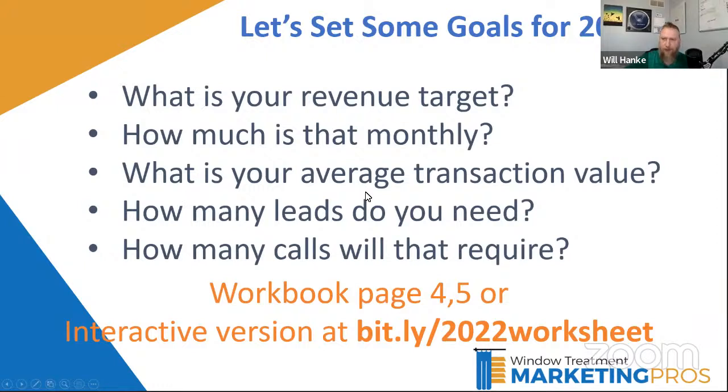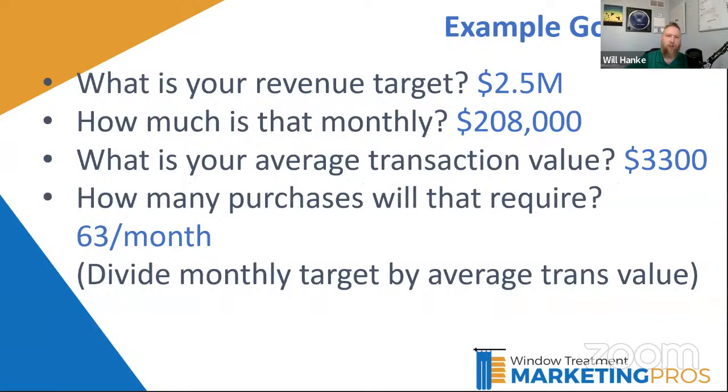And we're going to go through this. I'm going to give you a couple of examples. That'll tell you how many leads you need, how many calls that will require in order for you to close that many leads. So you just work it backwards. So here's an example. If your revenue target for next year is 2.5 million, that means you need to be bringing in 208 thousand a month. If your average transaction is 3,300, then that means you need 63 purchases. And those are purchases, right? So not necessarily leads or phone calls. Those are closed deals per month.